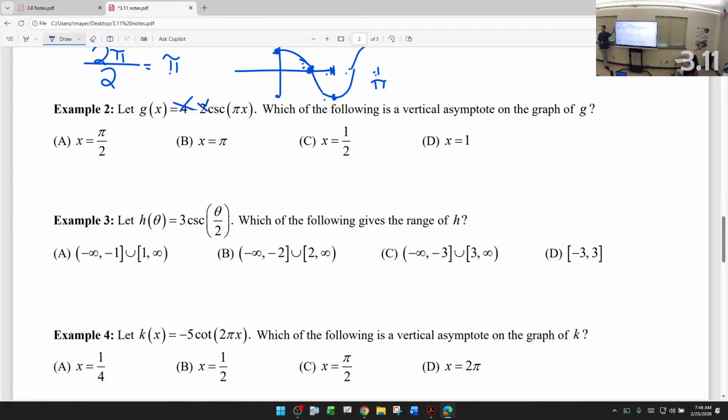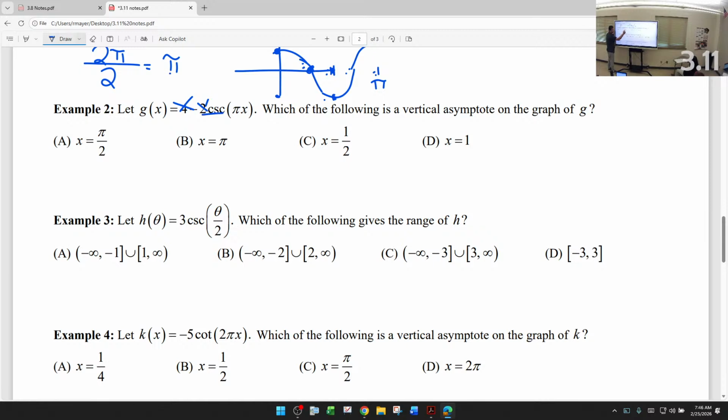I was thinking there's a negative. Not yet. The negative won't even matter. So the 4 has nothing to do with a vertical asymptote. The 2 has nothing to do with a vertical asymptote. The negative, well, it's a negative.